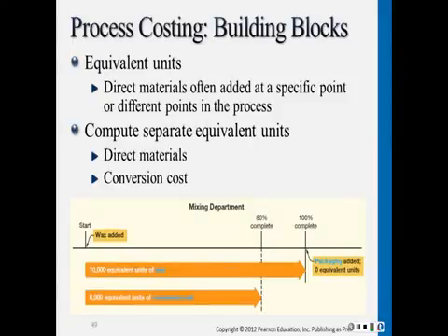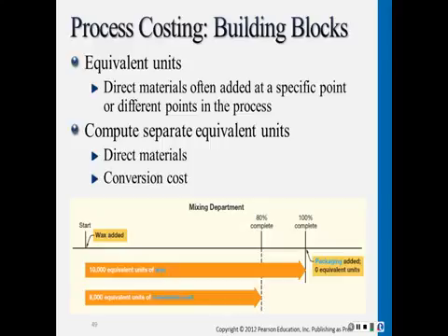Direct materials, however, are often added at a specific point in the process. For example, wax is added at the beginning of the production in the mixing department, and packaging materials are added at the end in the packaging department. How many equivalent units of wax, conversion costs, and packaging materials are in ending work in process inventory of 10,000 crayons?